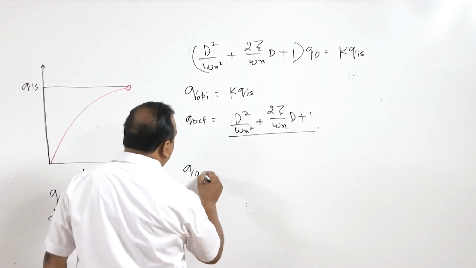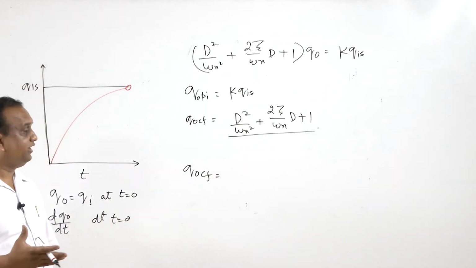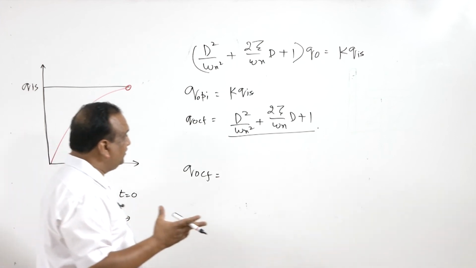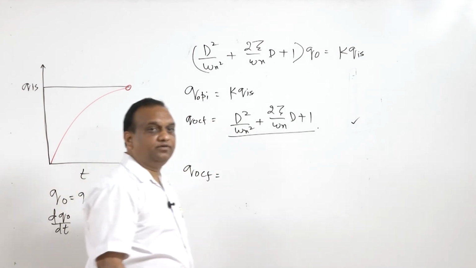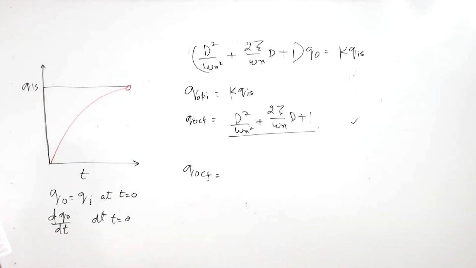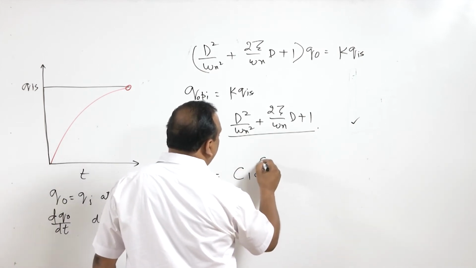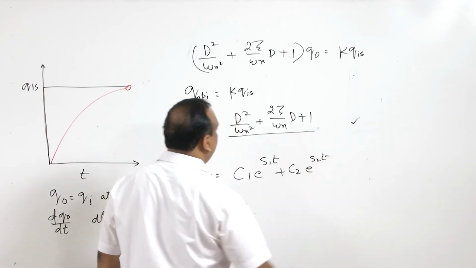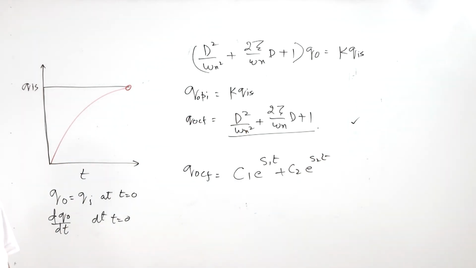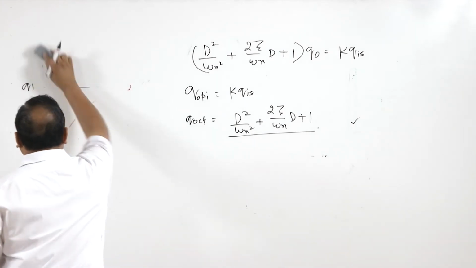QO complementary function is equal to, because there are 3 or 4 possibilities, first is roots are unequal and real. We will start with the first one: roots are not equal and they are real. For that, the solution is C1 e raised to power S1 t plus C2 e raised to power S2 t. So first of all, we have to calculate the roots for this equation.